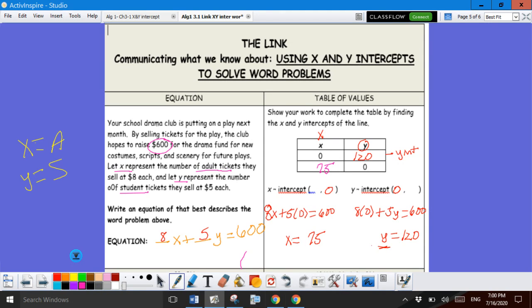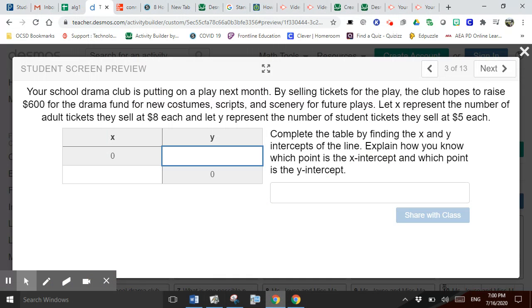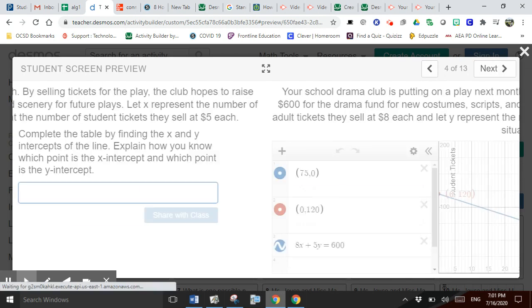So on slide 3, you're going to put in 120 and you're going to put in 75. And then take a minute and tell me, how do you know which point is your x-intercept and which point is your y-intercept? And then go ahead and share with the class.